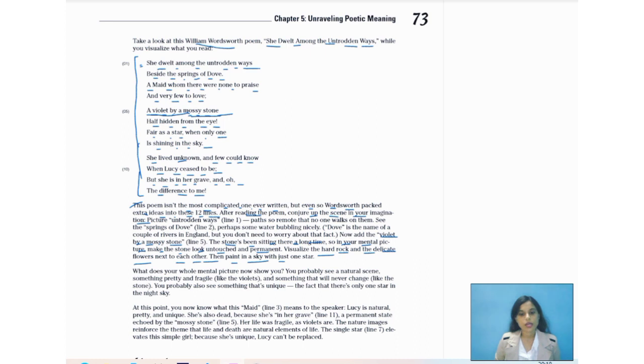Then paint in a sky with just one star. All these things are easy to imagine. So definitely your mind is open. Just keep imagining. Yes, come to this paragraph.